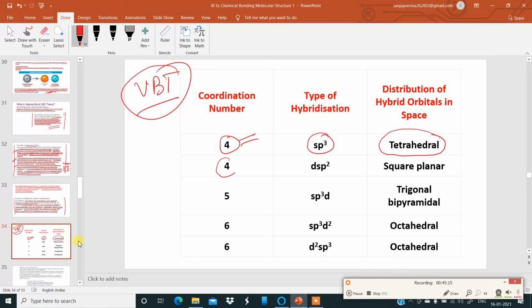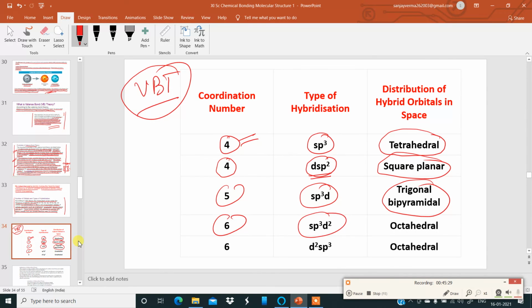Similarly, for coordination number 4, this is also possible, dsp2, square planar. For 5, it is sp3d, trigonal bipyramidal. For 6, sp3d2, octahedral. For again 6, it is d2sp3, inner orbital complex. The shape of the molecule will be octahedral.